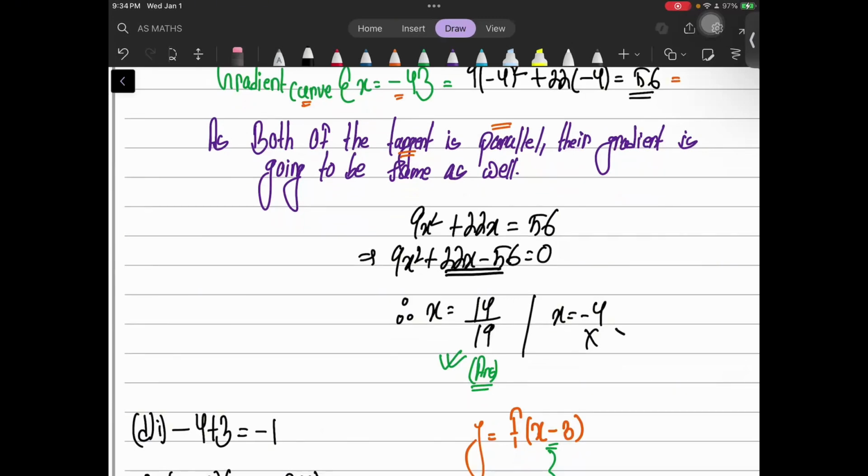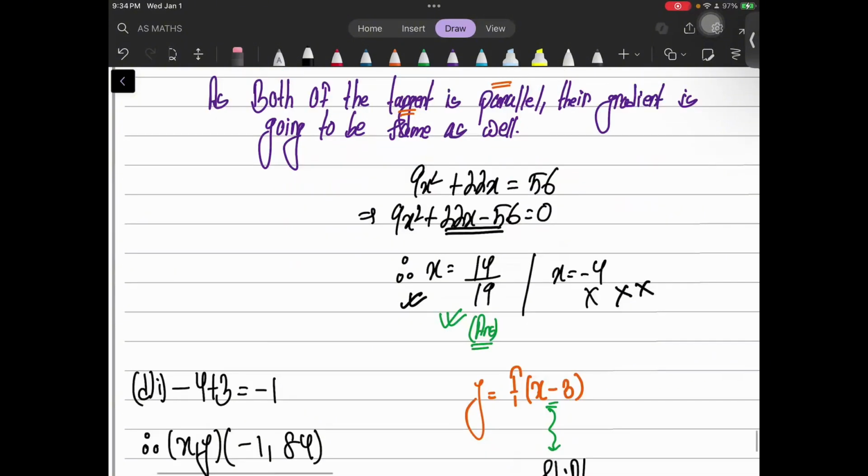So you cannot take this -4 value. You have to take this value because the other is already given in the question. So yeah, that was it.